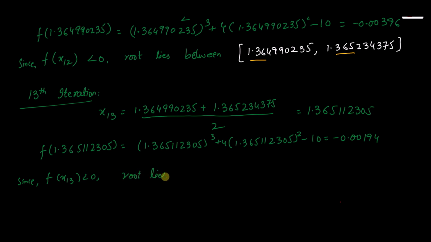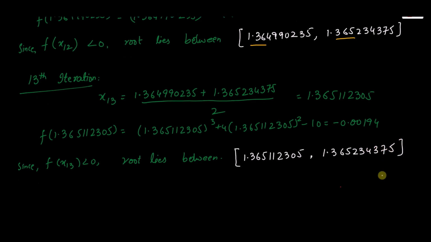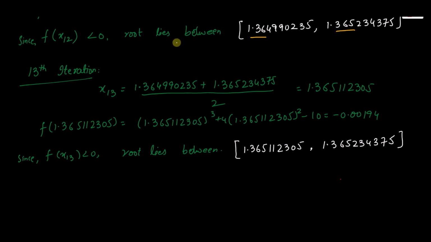So the root lies between. So we need to update our interval on the negative side: 1.365112305, and we need to use the previous positive side, 1.365234375. So if we look at the results, we achieved the accuracy till 3 decimal places. We got 1.365, and here we also have 1.365.